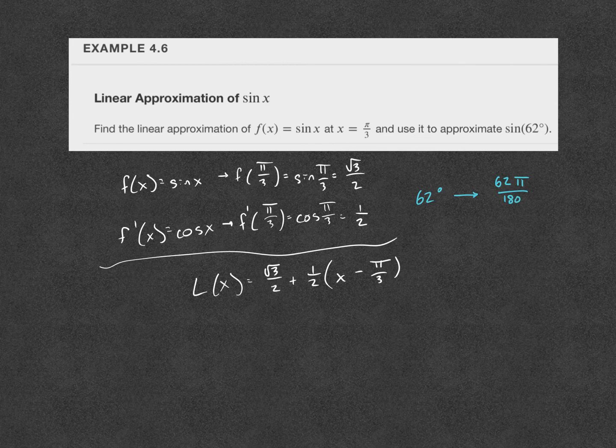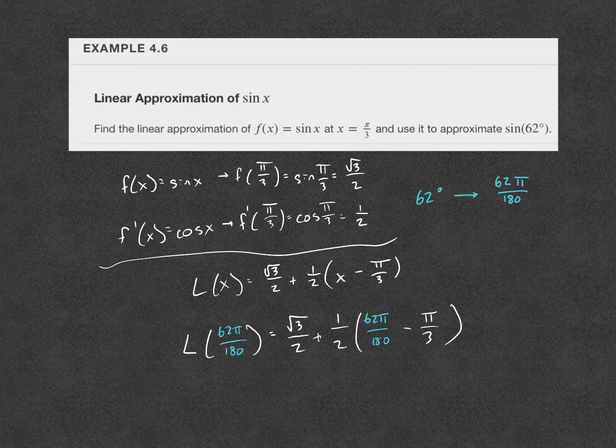And I could simplify that fraction a little bit. I could write it in decimal form. I'm just going to leave it like that. I'll simplify and get a decimal value at the end of the problem. Okay, so if we bring that down and plug it into our linear approximation formula, L of 62 pi over 180, like that, square root of 3 over 2 plus a half, like this, 62 pi over 180.